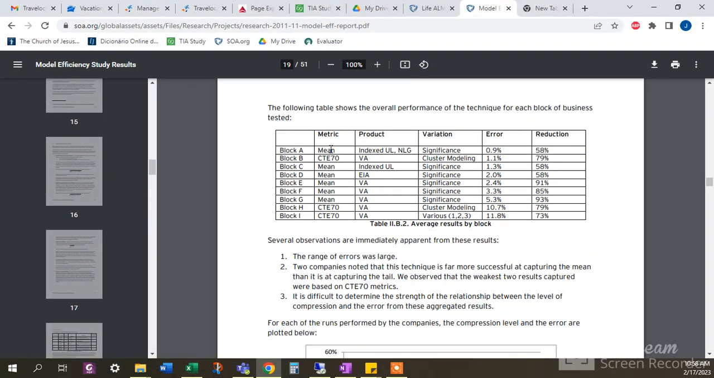Some companies used it to calculate the mean, and some of them used it to calculate the CTE 70 right there. And then you had those that did the mean mostly right here. The amount of error they got was pretty minimal. And then those that used it for calculating the CTE 70 metric, you had this one right here, this block B, that was pretty good, but most of the time it was a really high error.